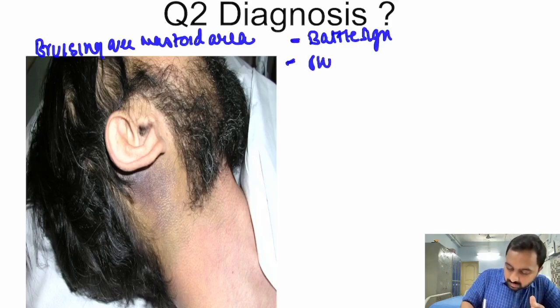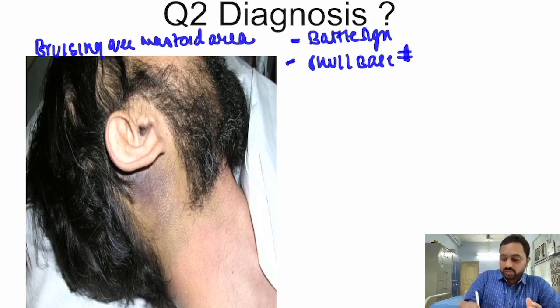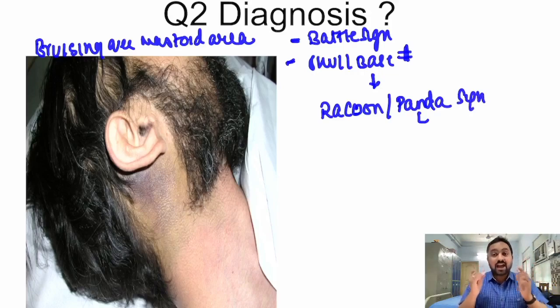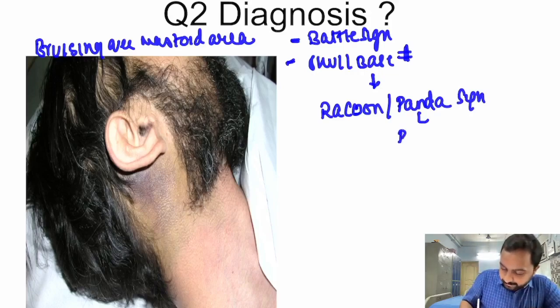We find this in skull base fracture. This is usually confused with another sign, which is called your raccoon or panda sign. So what is this sign? This is basically bilateral periorbital swelling.